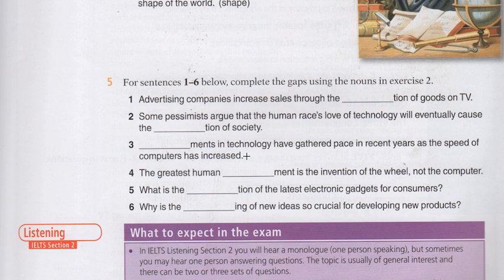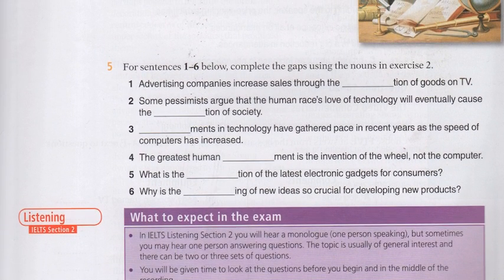Improvements or advancements in technology have gathered pace in recent years as the speed of computers has increased. Number four, the greatest human achievement is invention of the wheel, not the computer. What is the attraction of the latest electronic gadgets for consumers, and why is the fostering or the shaping of new ideas so crucial for developing new products?